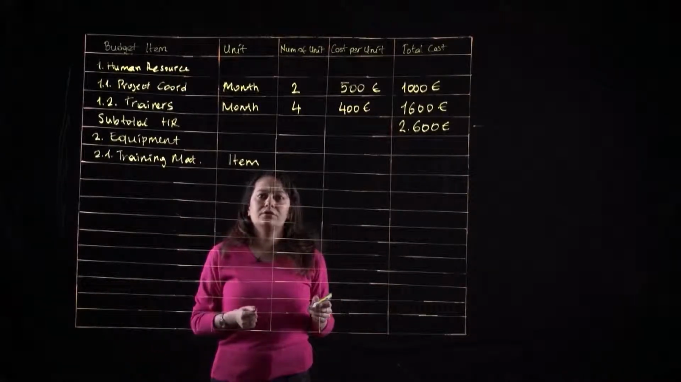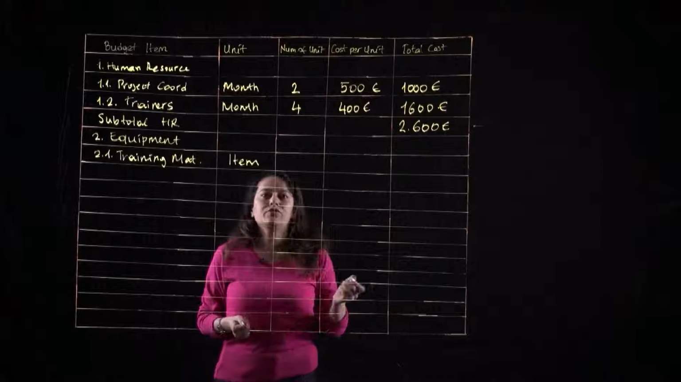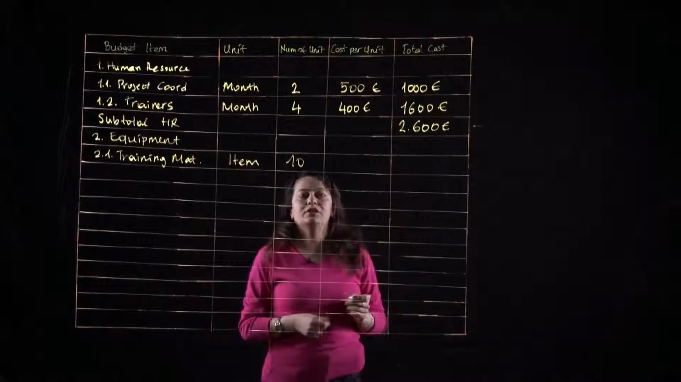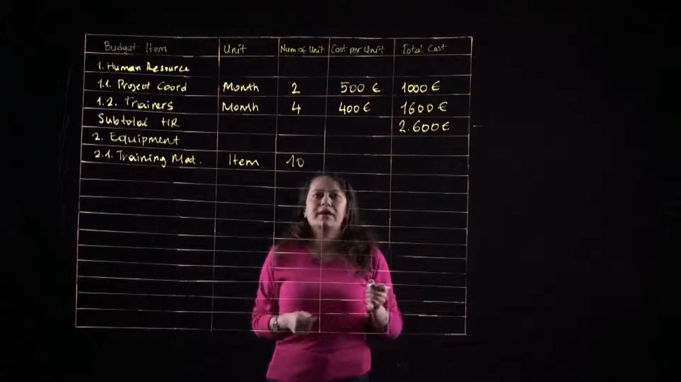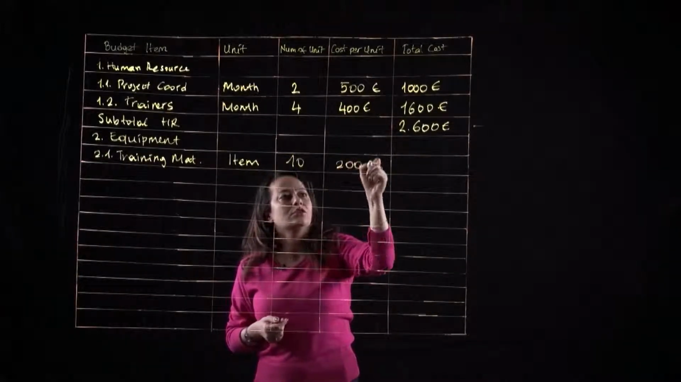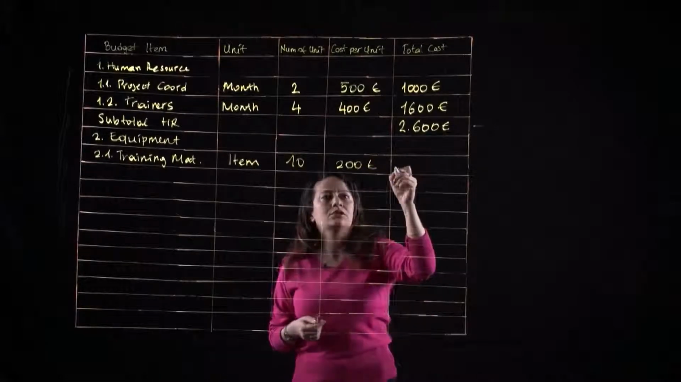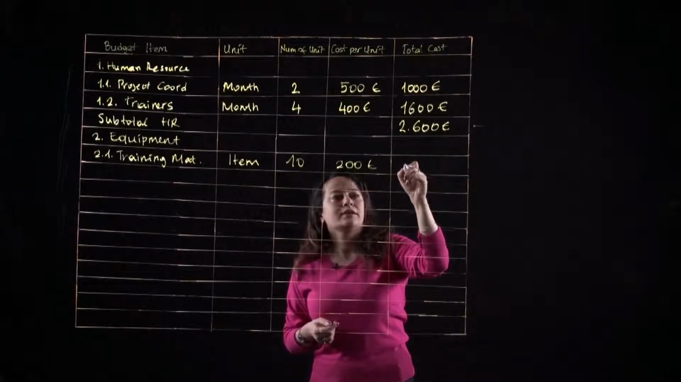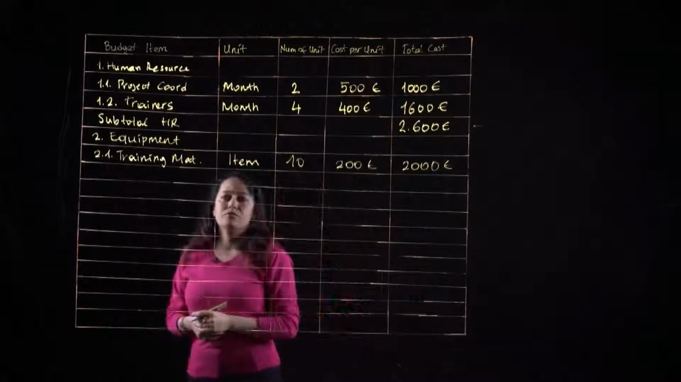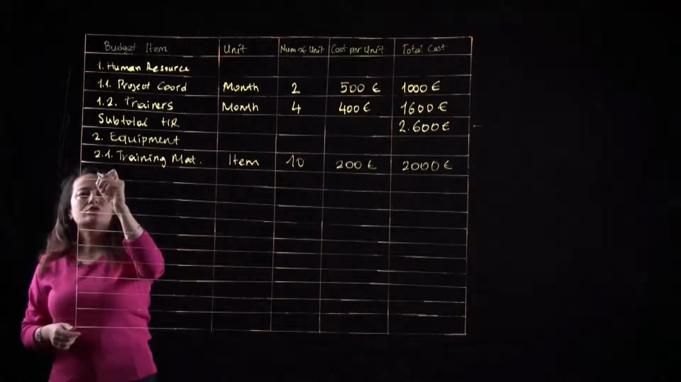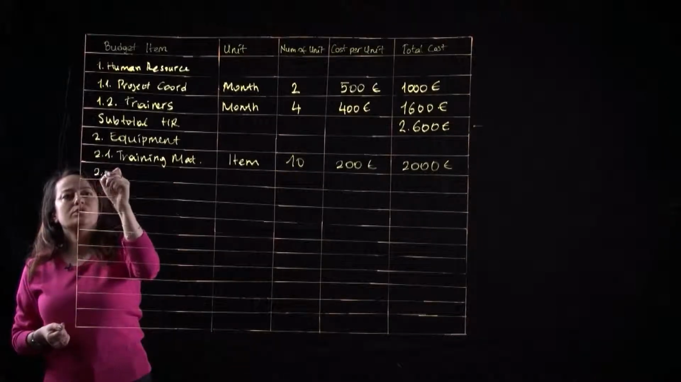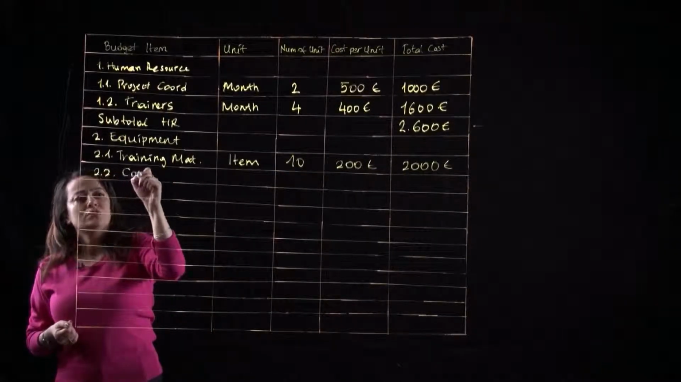Maybe we have 10 participants. So if we have 10 participants, we will have 10 package of training material. And let's think that we will spend maybe per material 200 euros. So it's gonna make 2,000 euros, okay? And for sure I will use a computer for this project because I'm going to maybe make some presentations in the training. So 2.2 will be a computer.